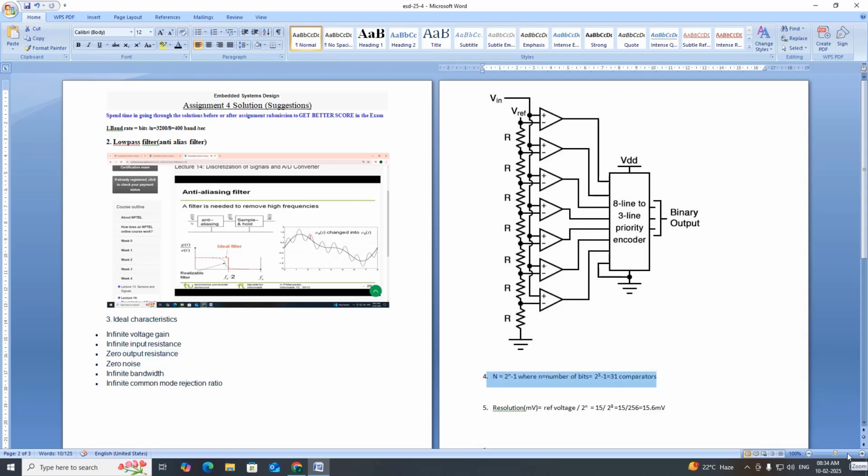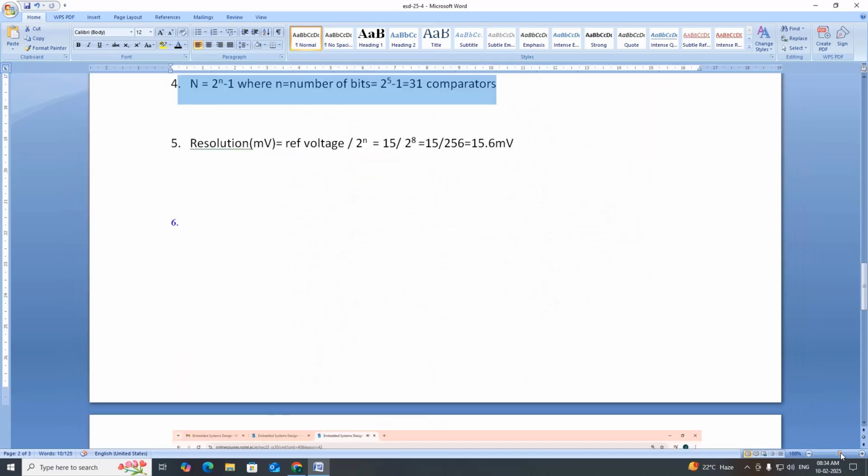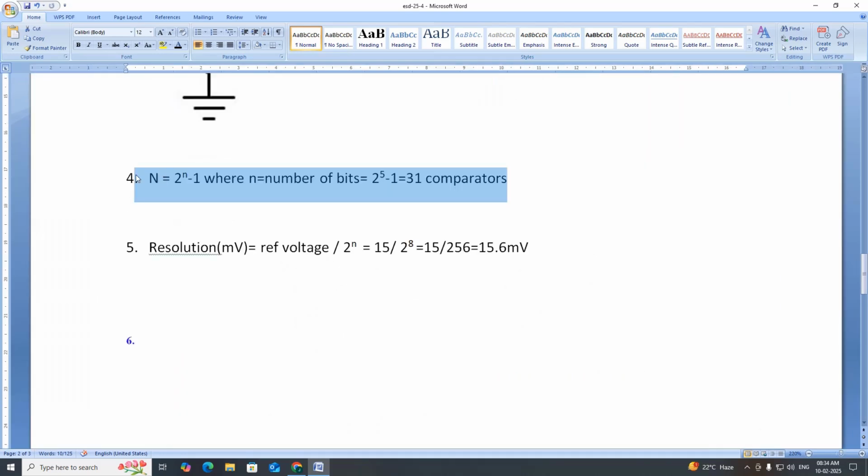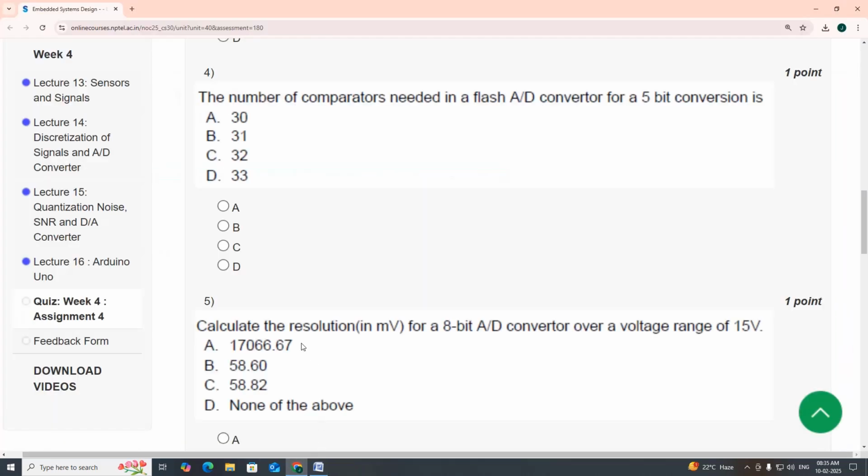How to find the number of comparators? You can see here, n is the number of bits, and the number of comparators for flash type is 2 power n minus 1. They have given number of bits equal to 5. 2 power 5 minus 1. 2 power 5 is 32, minus 1 is 31 comparators are required. So the answer is option B.